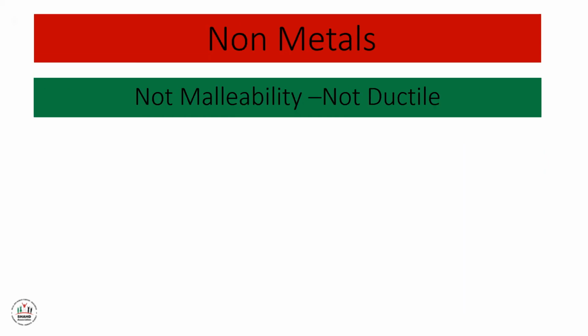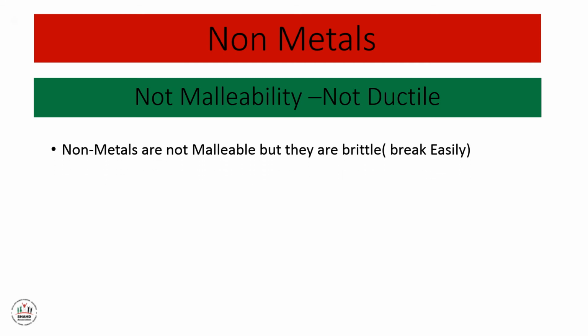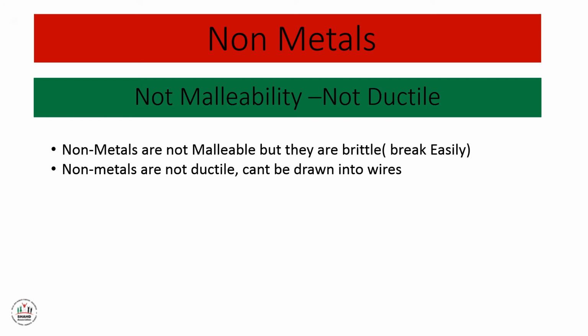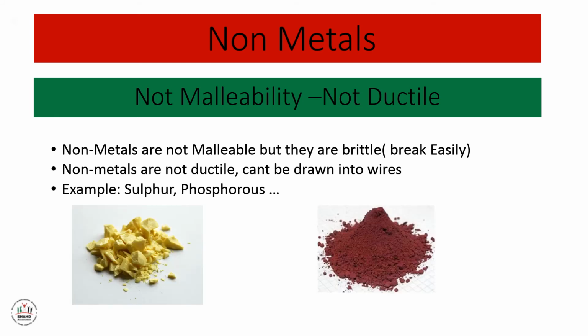Now we will move to the non-metals and we will list the properties of non-metals. The first property is that they are not malleable and they are not ductile. Non-metals are not malleable, but they are brittle. This means that they can break easily. Nonmetals are also not ductile. They cannot be drawn into wires. An example of nonmetals: sulfur and phosphorus.